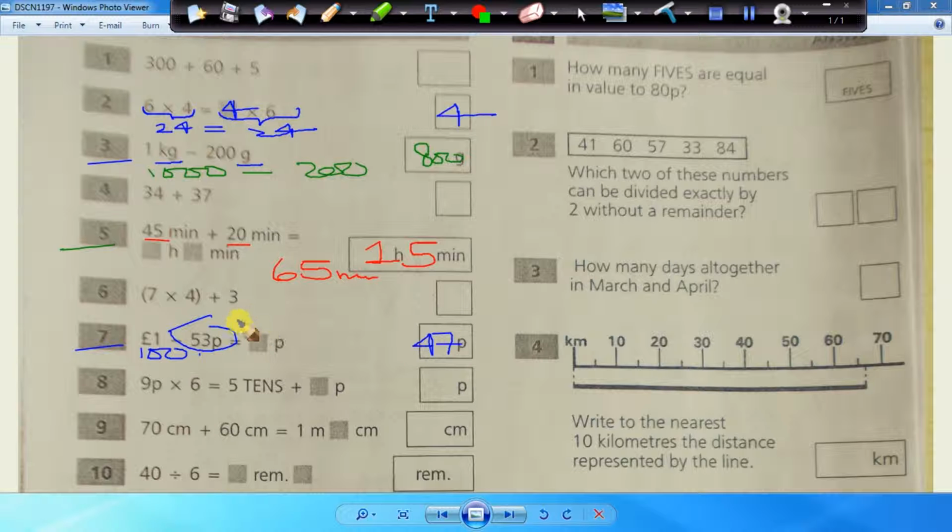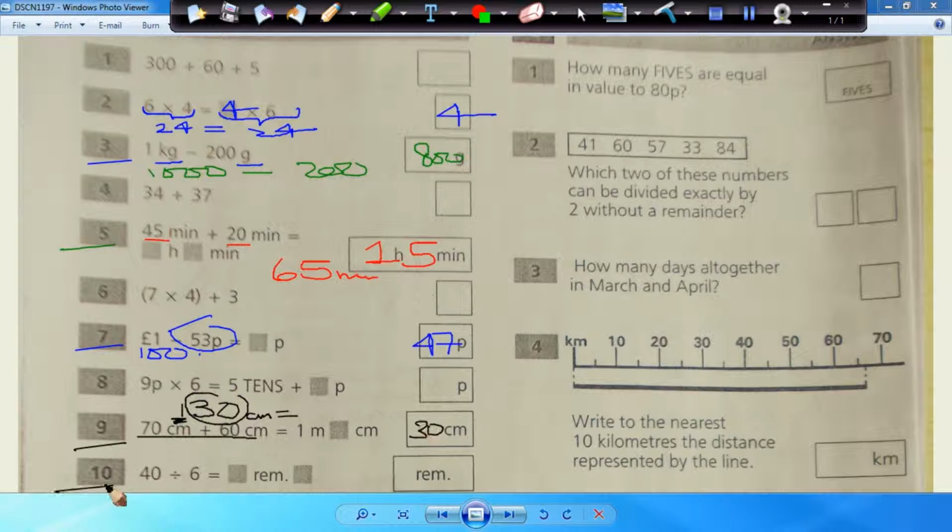Okay. Right, let's go on to question number 9 next. Okay, I'm selecting only certain questions. So 70 plus 60 will give us, first of all, 110. 70 plus 60 will give us 130, yeah? 130 centimeters. Now, we have to change that back into meters and centimeters. So how many meters do we have? 1 here. And how many centimeters do you have left over? 30. 30 left over. That goes over here.